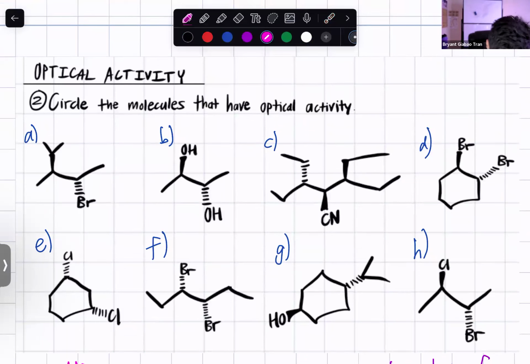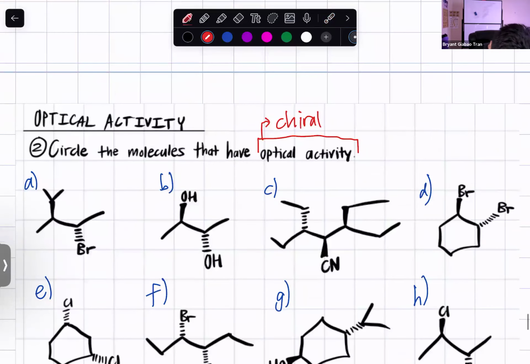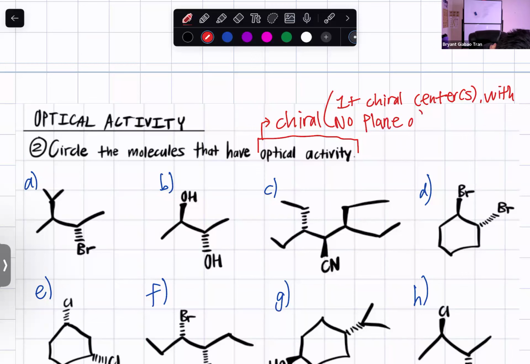Right. So the question is asking for the molecules that have optical activity. And we said earlier that the molecules that have optical activity are going to be chiral, right? And for something to be chiral, they have to have at least one chiral center, one or more chiral centers, with no plane of symmetry, right? For it to be chiral and have optical activity. Right.